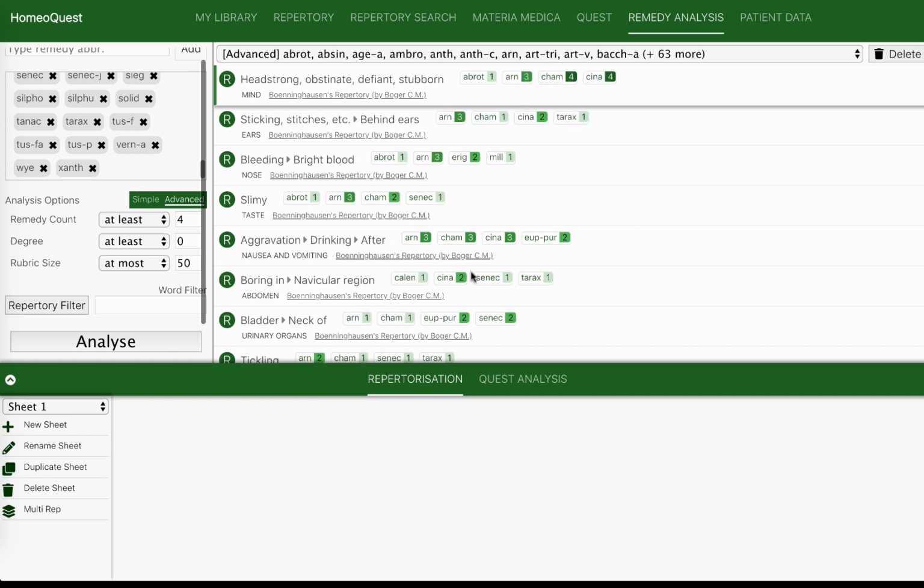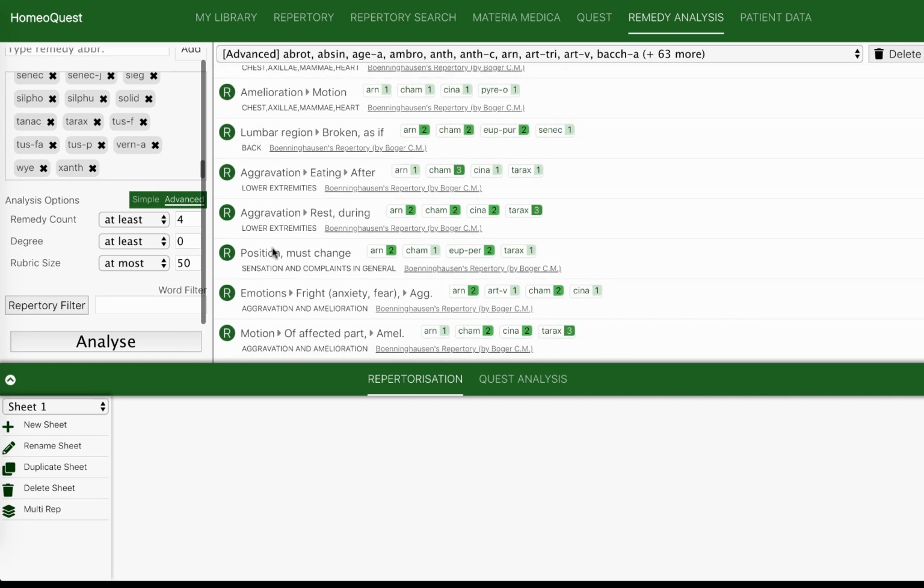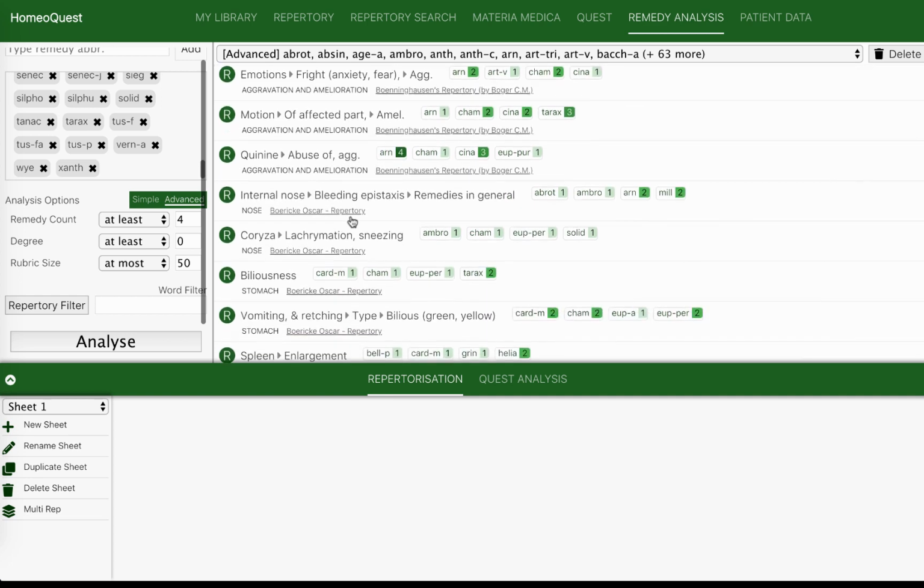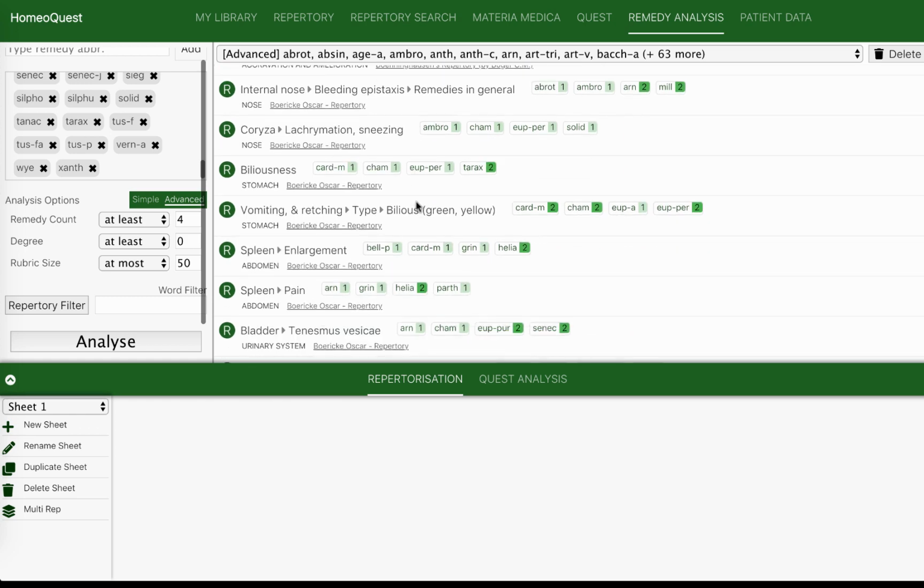Now look at that, what's coming up here. We have headstrong, obstinate, defiant, and stubborn. Who would have thought this is one of the key mental symptoms of this family, the Arnica family, right? The injury family. Then sticking, stitching pains. Look at that, nose bleeding, bright red blood. What other things are we getting here? They must change their position to feel better. They are aggravated by rest. This is a common lumbar region, as if it's broken. What else? Nosebleed is a very common thing in them.